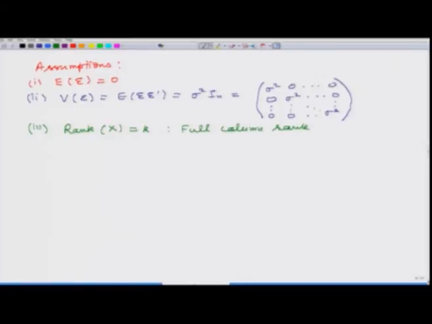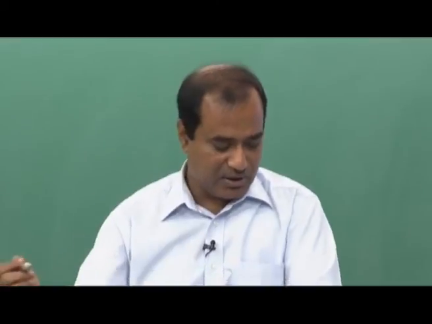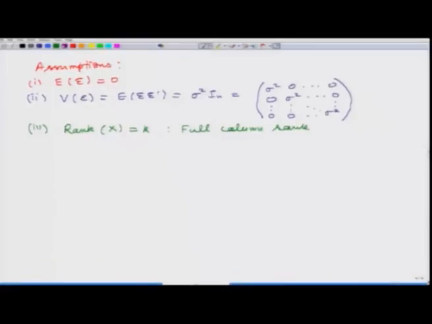Right. The advantage of making this assumption will be clear to you in the next lecture when we go for the estimation of parameters. The next assumption we make is that X is a non-stochastic matrix.